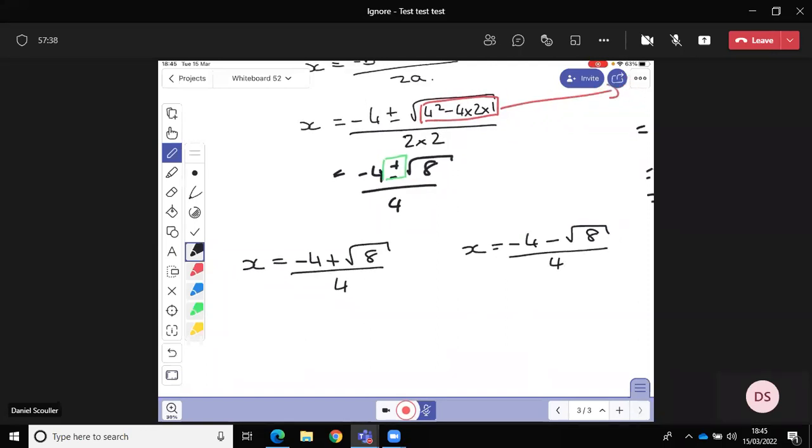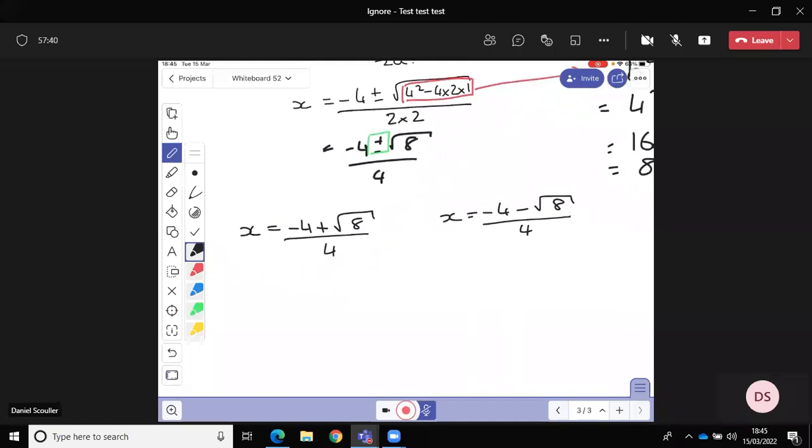Okay, so it gives you two terms. So remember what x is. X is where it crosses the x-axis. So at what point does that shape cross the x-axis? Well, it crosses it at 2 points because of the shape of it, the parabola shape. It crosses it at 2 points, so you're finding 2 values of x.